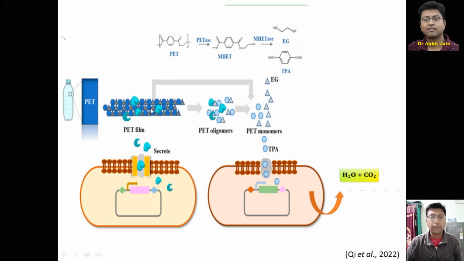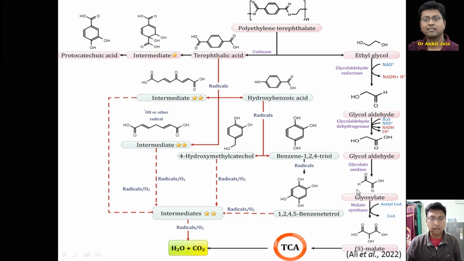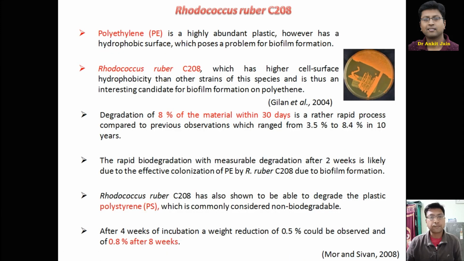Here the PET is degraded by exoenzymes. Finally, this monomers is getting inside of the bacteria, and this is a mineralization procedure. And finally, there is a production of water and carbon dioxide. So this is whole biochemistry of this PET degradation.